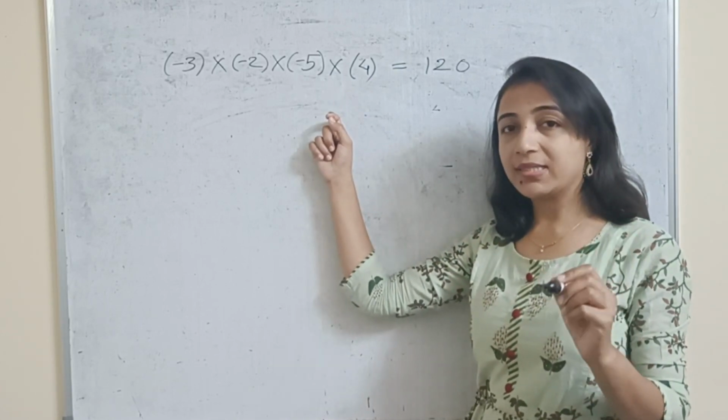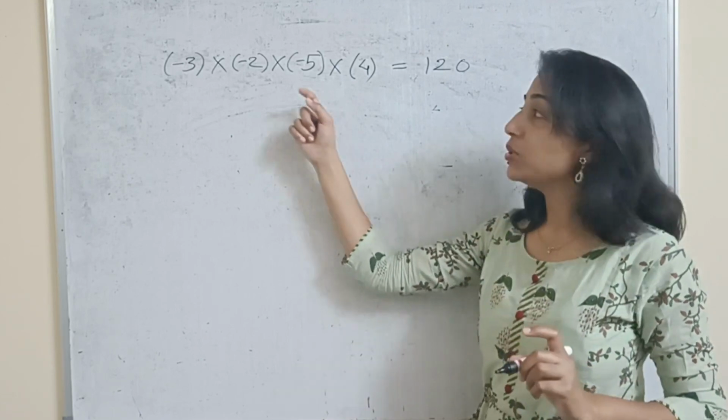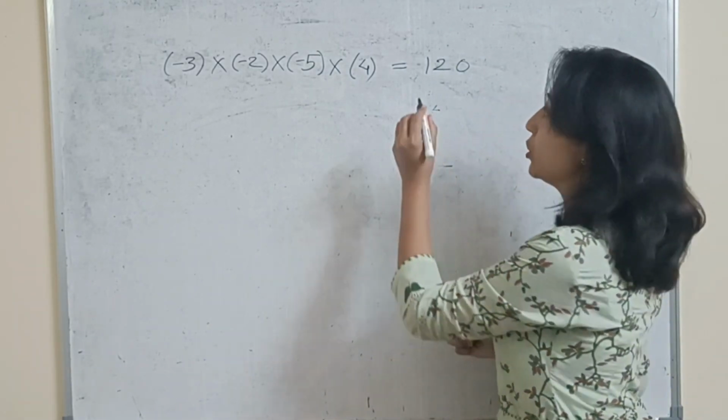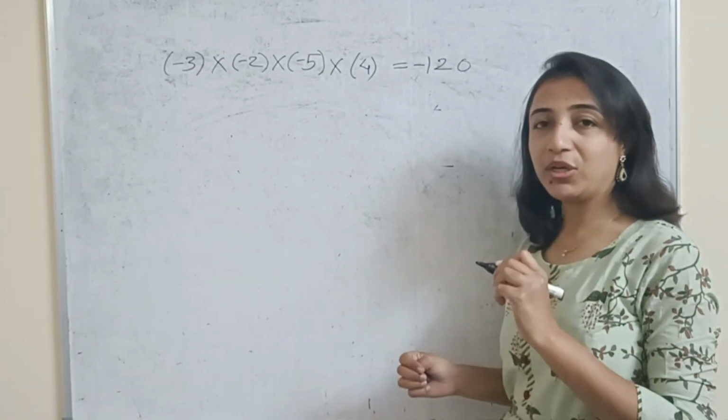If there are a total of an even number of minus signs, then you have to write the plus. So here, count the number of minus signs. It is 3. 3 is an odd number. So your answer is minus 120.